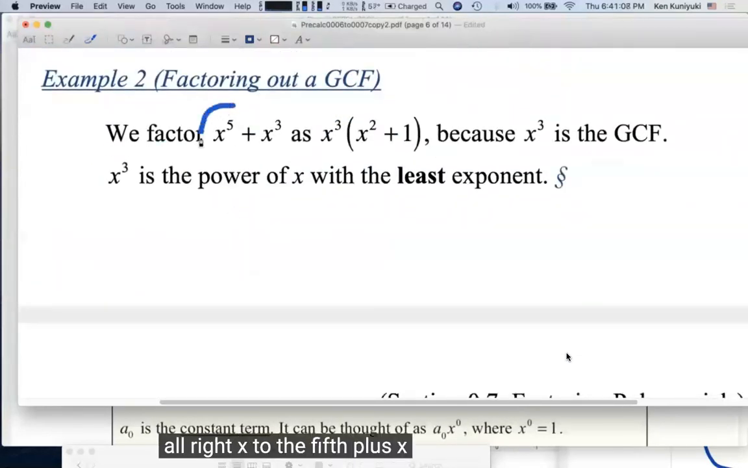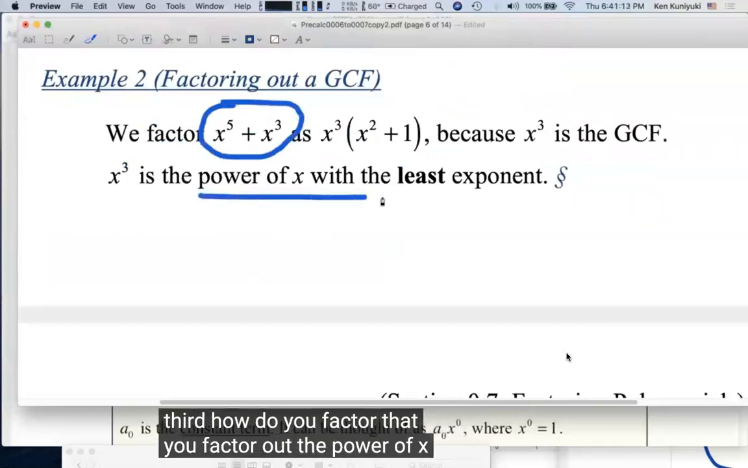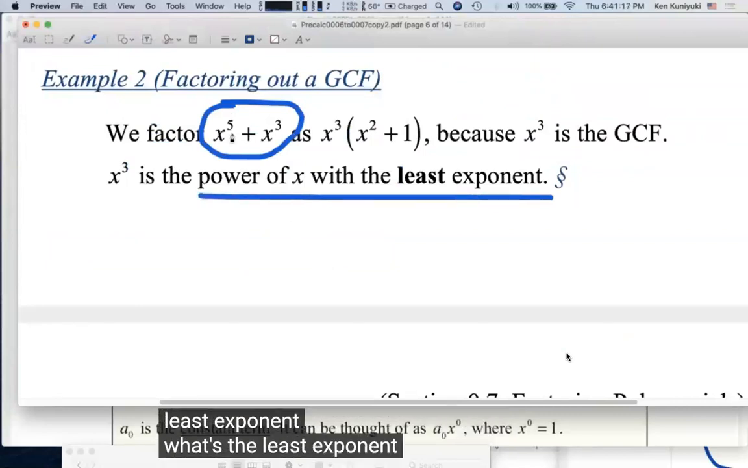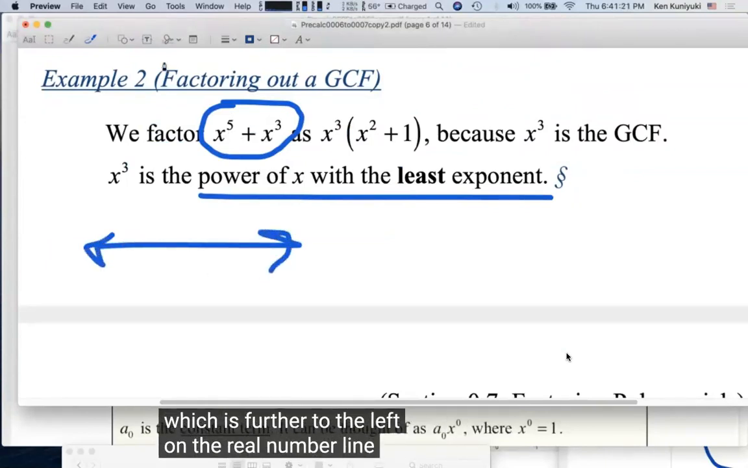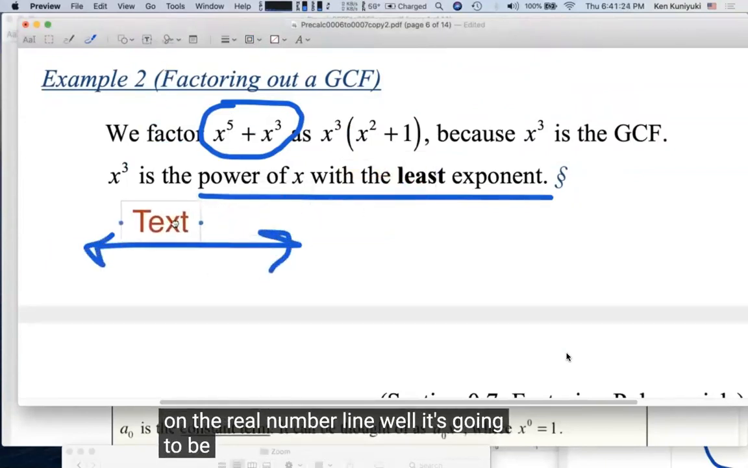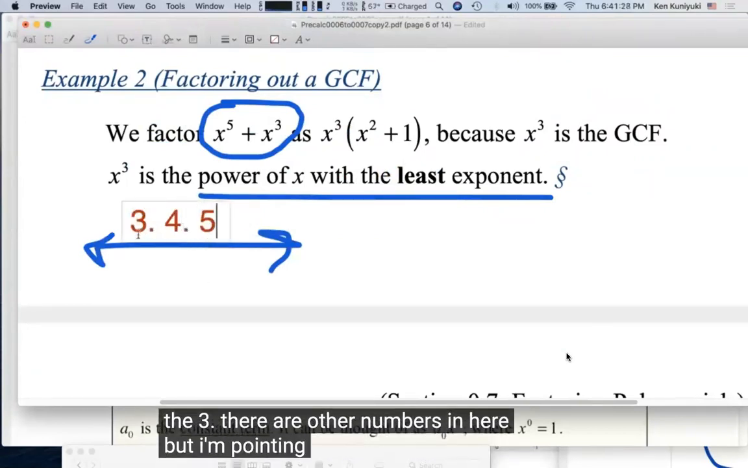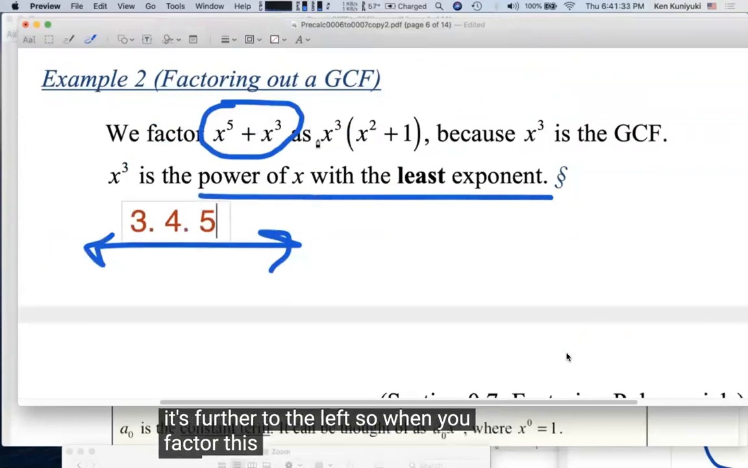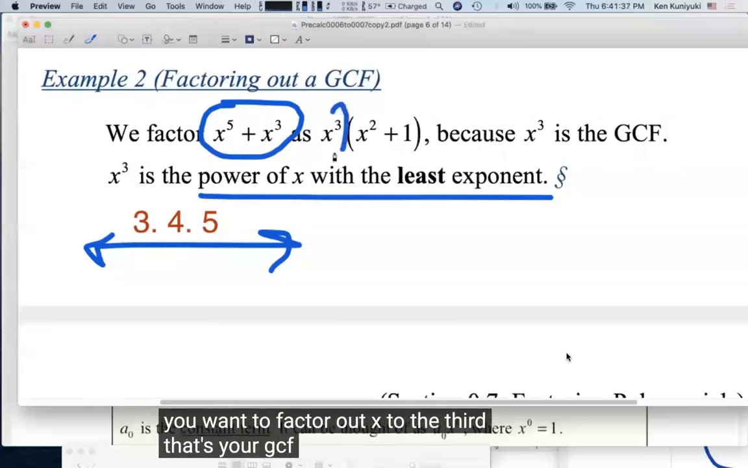x to the 5th plus x to the 3rd. How do you factor that? You factor out the power of x with the least exponent. What's the least exponent? 5 or 3. Which is further to the left on the real number line? Well, it's going to be the 3. I'm pointing out 3 is less than 5. It's further to the left. So when you factor this, you want to factor out x to the 3rd. That's your GCF. When you factor, you divide.